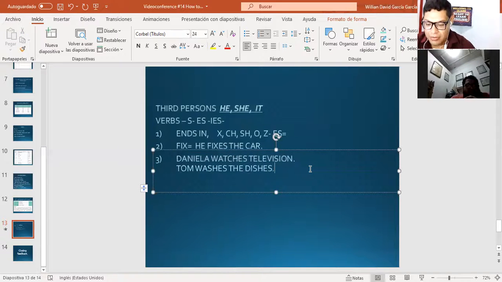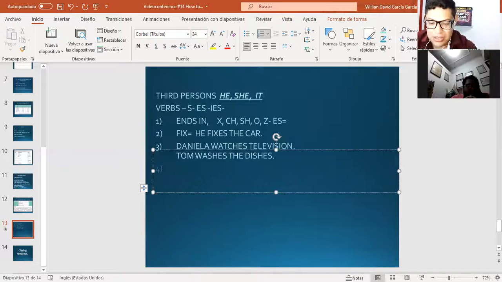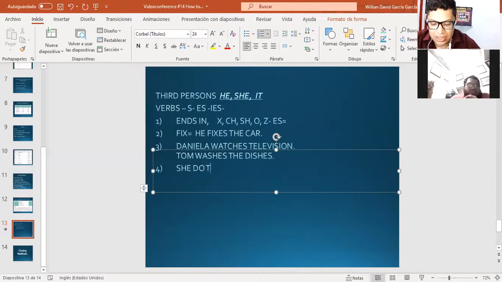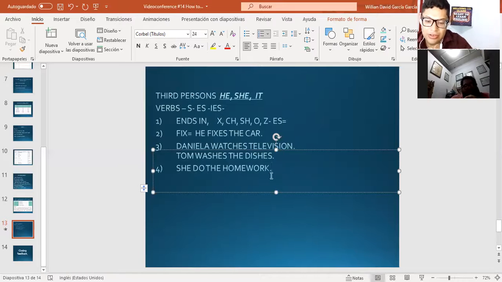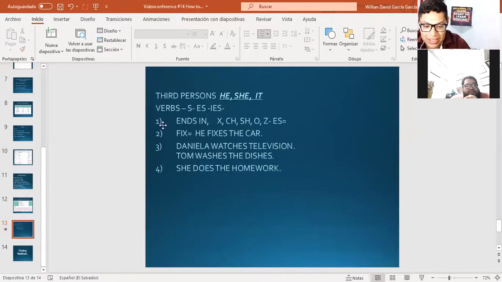Vamos a ver, por ejemplo, podemos poner, like, she. Es tercera. Ajá, homework. Entonces, cuando yo quiero decir que ella hace la tarea, she does her homework, the homework. Entonces, ahí hemos completado una oración en lo que es cuando lleva ES.